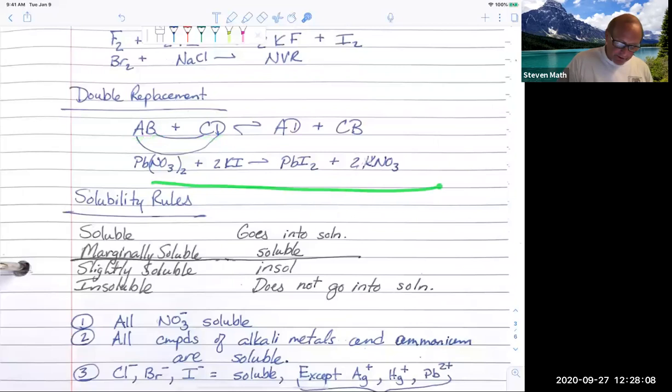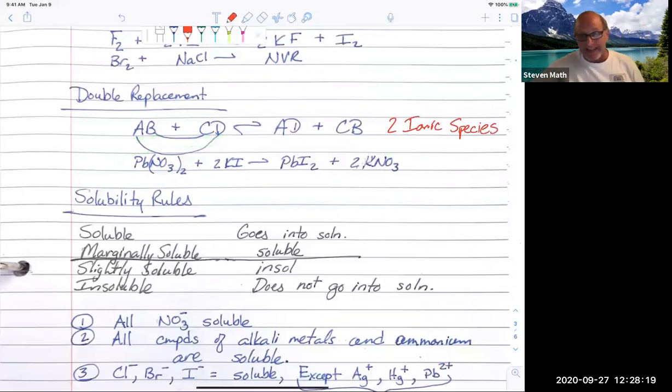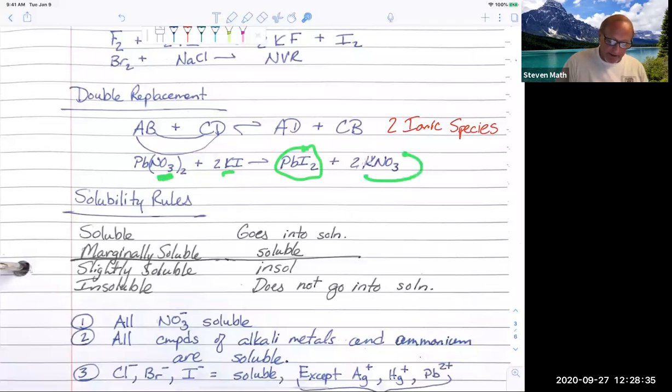And for these are always going to be 2 ionic species. So these are not going to occur with molecular species or nonmetals. These are always going to be ionic things. They can be polyatomic things, but the lead is going to combine with the iodine here and form lead iodide, and the potassium will form with the nitrate and make potassium nitrate. Okay, the charges of your metals will stay the same in these. They will not change. That's a different kind of reaction that's going to happen later on in this chapter.